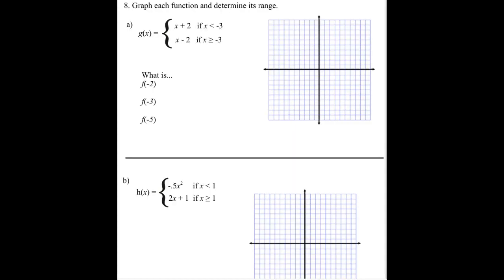All right, let's try another one. Are these still lines? Where does the break happen this time? Look at your domain. Where's that break happening? At -3. So we need a change in our graph at -3. All right, so draw your dotted line in.